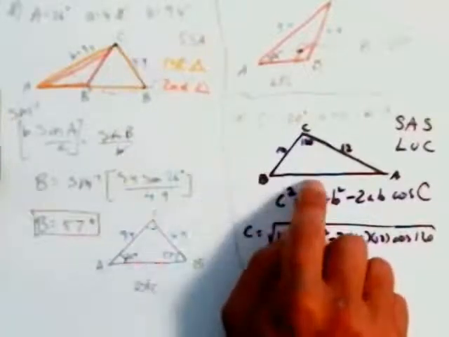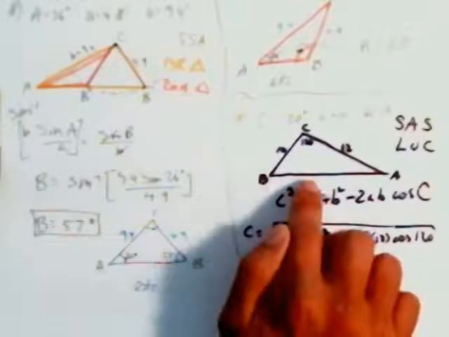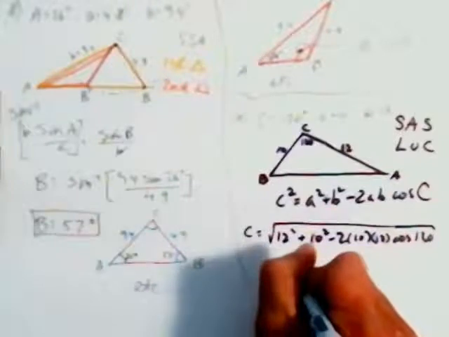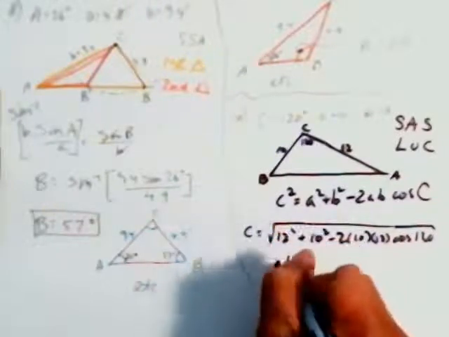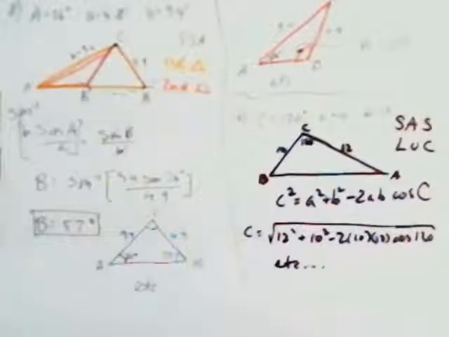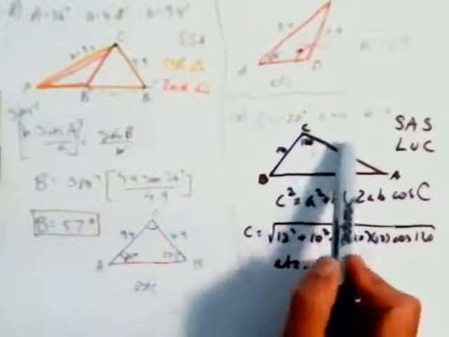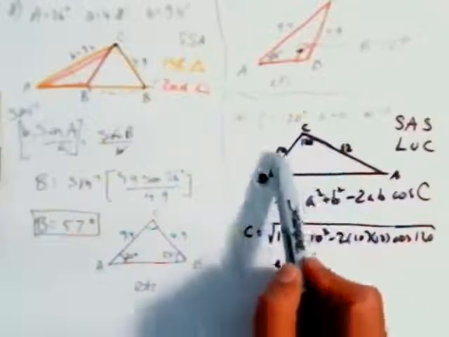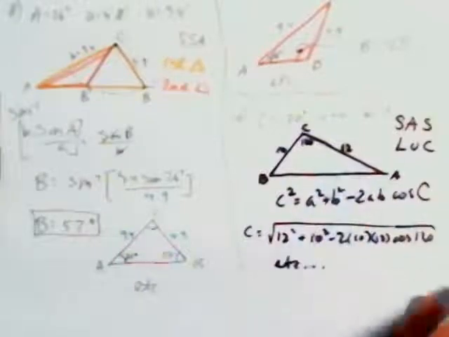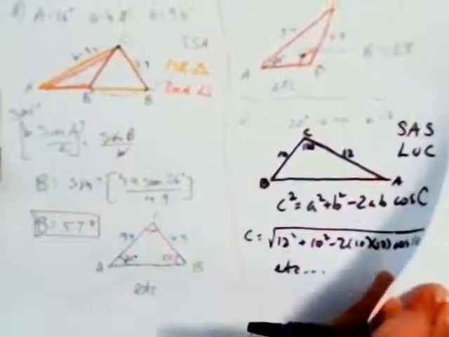And once you figure out what little c is, from there, you can use the law of sines to figure out the rest of the parts. About 2/3 of the way done. Again, once you found this, now you can go sine of b over little b equals sine of c over little c, and you figure out what angle b is. From there, you can subtract it from 180. Right? So that's mostly done.